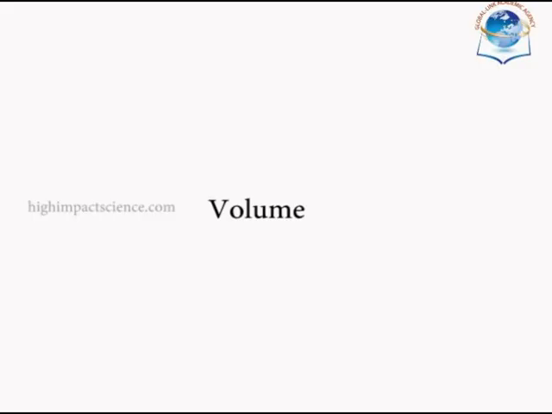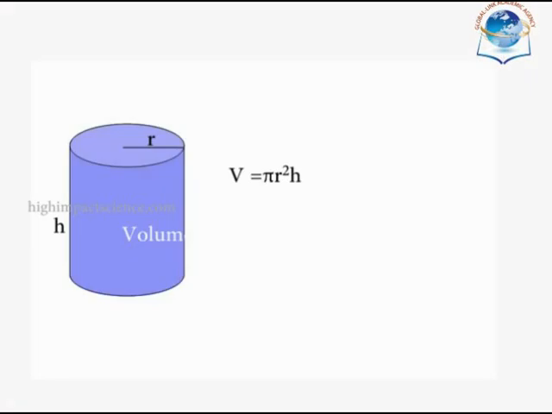Next is volume. We know the volume of a cylinder is given by volume is equal to pi r squared times h. For solids with uniform cross-section that we call prisms, volume is given by cross-sectional area times height or length. A cylinder is a circular prism. The cross-section is a circle whose area is pi r squared. So looking at the formula pi r squared h, the part pi r squared is the cross-sectional area.